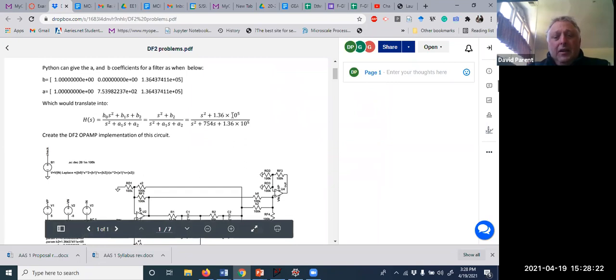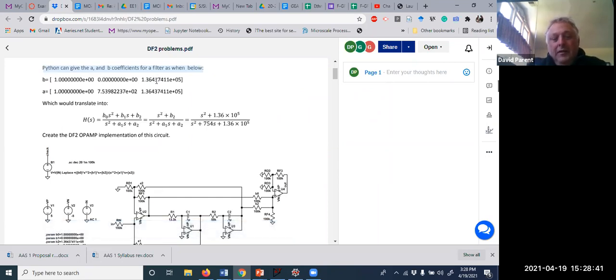I wanted to answer Andrew's question before we do other things. This is the output of some Python code that'll give me the A and B coefficients. Again, you're going to get this. You don't have to design the filter, but you have 1, 0, and then another finite number.